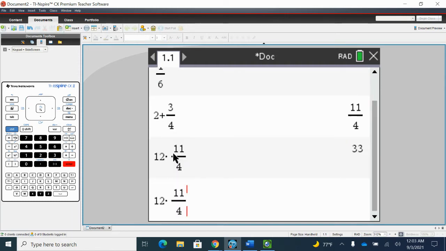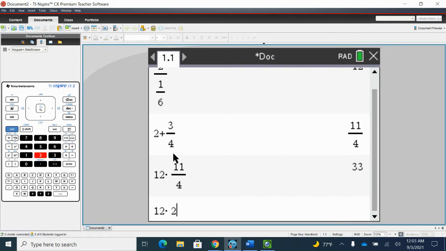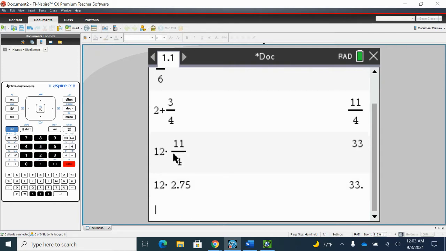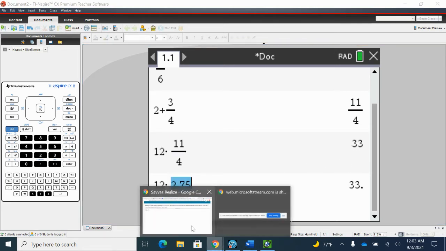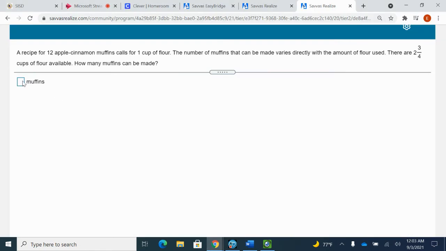Suppose that you got 2.75. There it is. As you can see, I get the same answer for both. This one is in decimal form, and this one is in fraction form. So if I have 2 and 3/4 cups, here it is in fraction, here it is in decimal, I can make 33 muffins. So going back to the problem, 33.